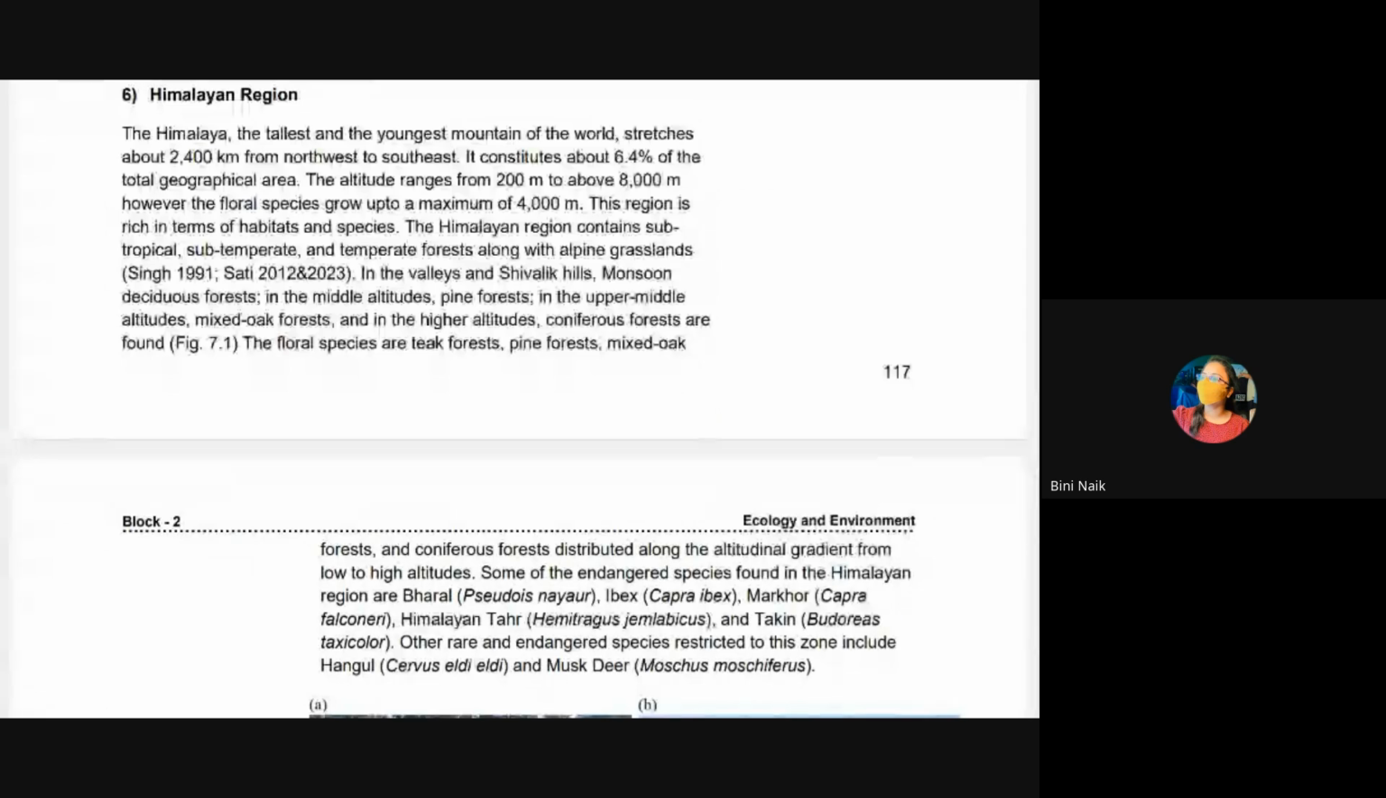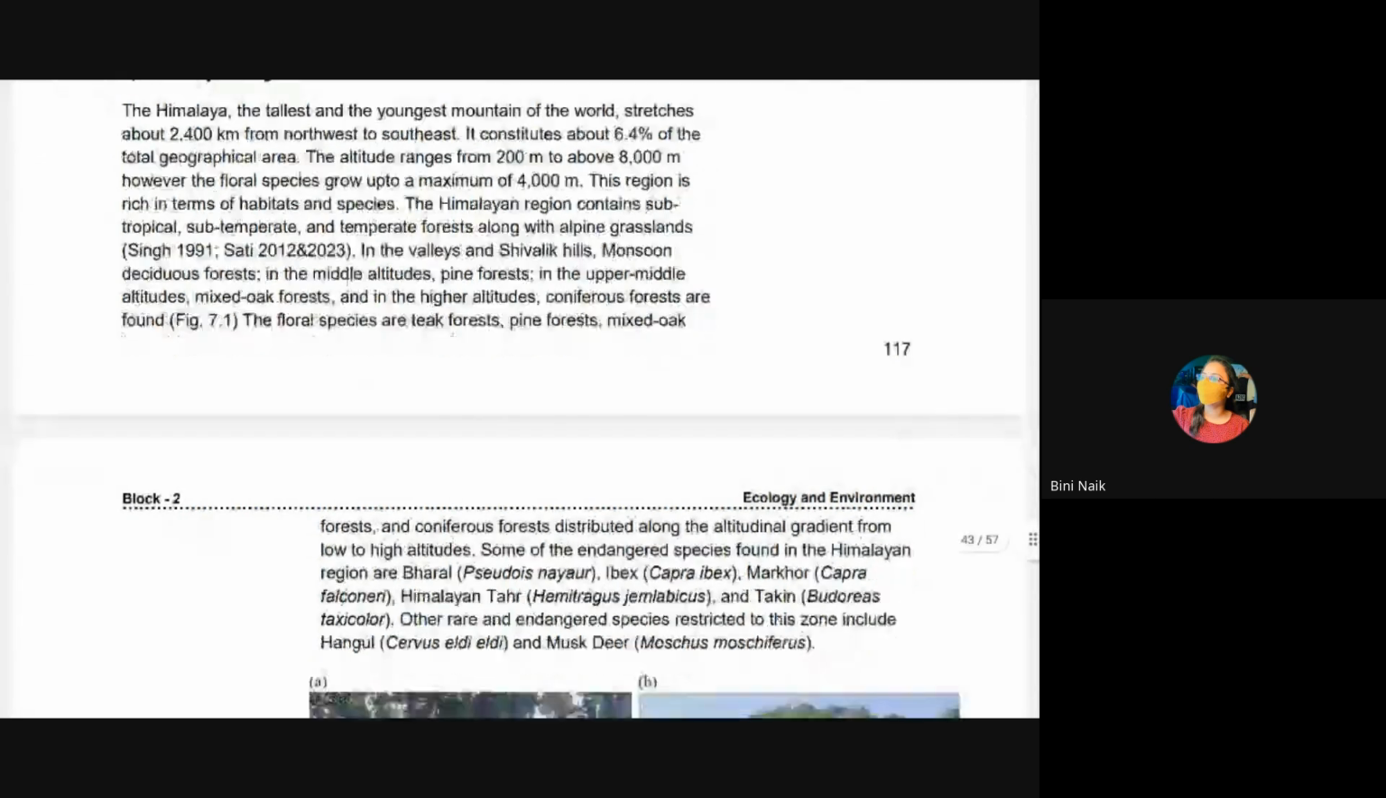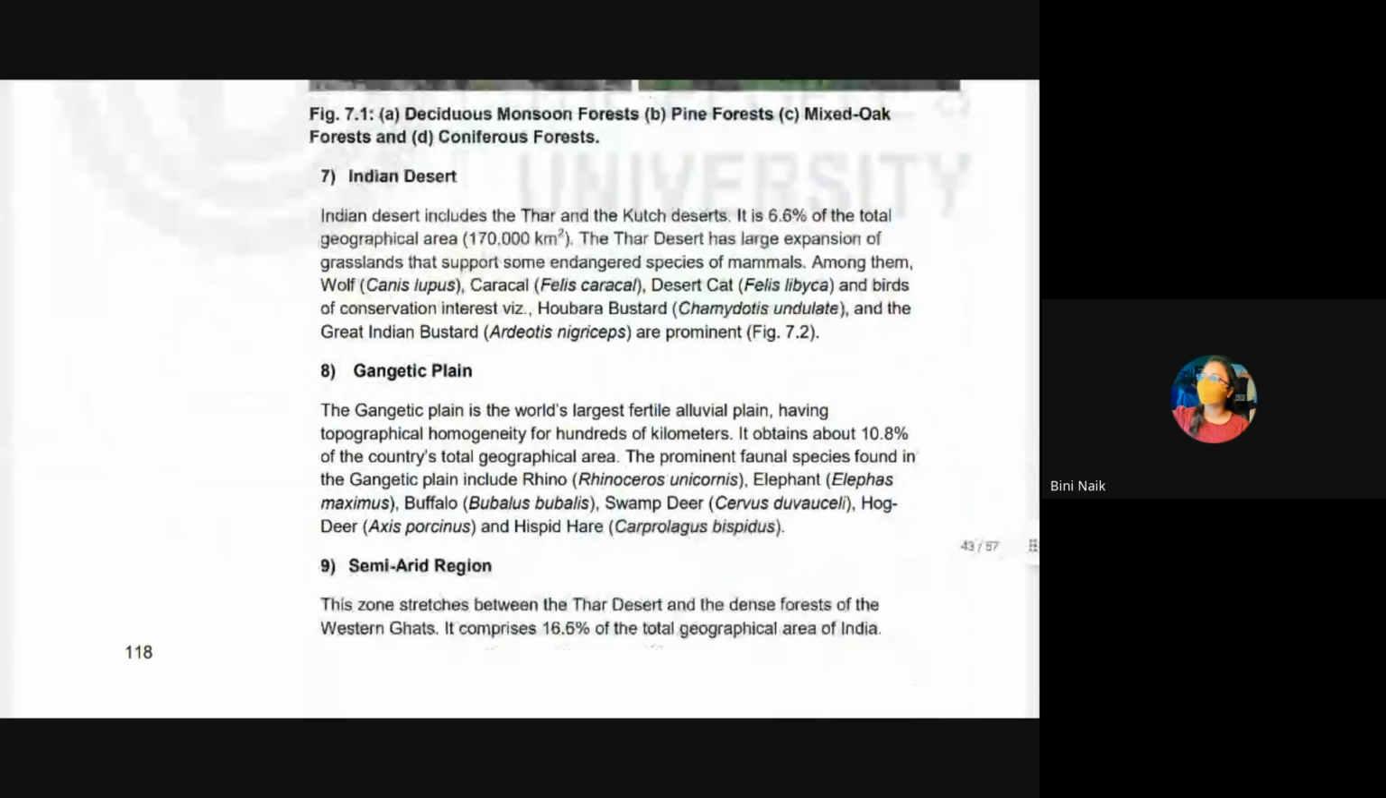You can have different divisions of Himalayas. Okay, so first one is your longitudinal division. You have three longitudinal divisions of Himalayas. You do have what? The upper, middle, and lower Himalayas. Lower Himalayas is basically the Sivalik. Indian desert. Indian desert is basically your third desert of Rajasthan, and few of the species like wolf, caracal, desert cat. So these are basically few species found in Indian desert.